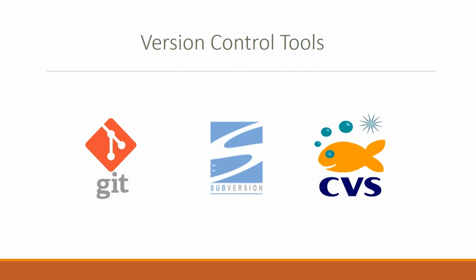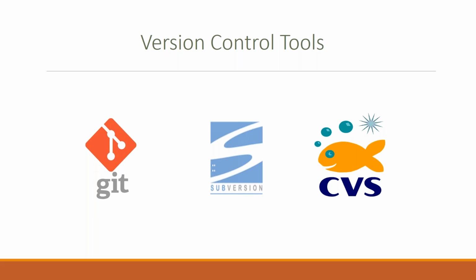If you see here, there are 3 version control tools listed: Git, SVN, and CVS. We are mainly focusing on Git because Git is a distributed version control tool. About this distributed or centralized version control topic, I'm going to explain that later, not in this demo part. So we are mainly focusing on Git, and most of the companies are using Git.